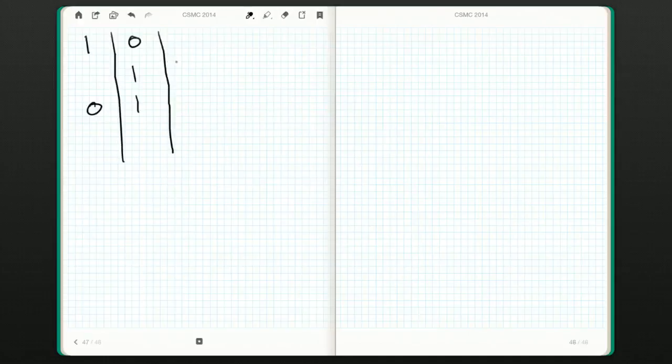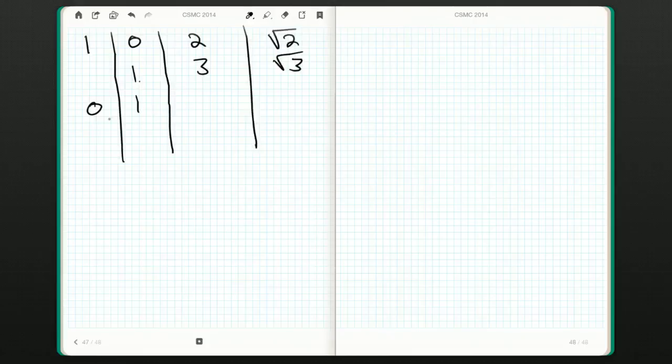K squared, no, geez, what was it? K squared minus 1, so that's going to be negative 1, plus 3 times n, that's going to be 2, so we could have a square root of 2 here. 3, so that's going to be 3, square root of 3 here. And n is 0, k is 1, so that's going to give us a 0 here.